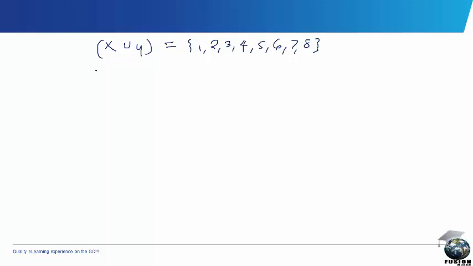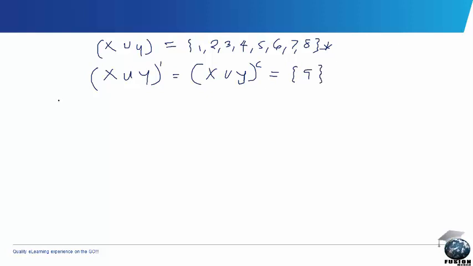Hence, X union Y complement, which we can write as well as (X union Y)^C. Okay, elements that are in the universal set but do not occur in X union Y. Okay, it's a difference of one element, which is 9. Alright, you can see that while we do the representation on the Venn diagram.